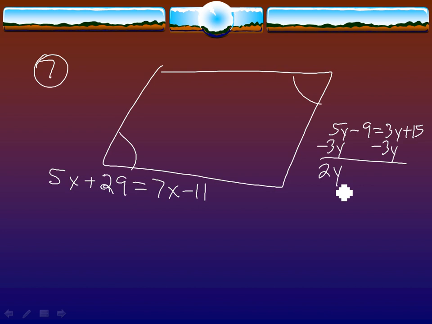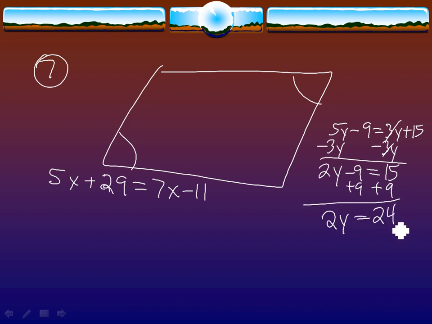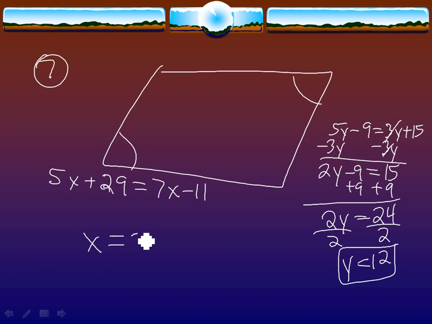It's 2y minus 9 equals 15. Add 9 to both sides. 2y equals 24, divide by 2, y equals 12. So that's half your answer. What's the other half? 20. Everybody agree with that?